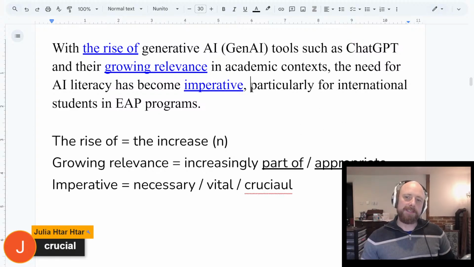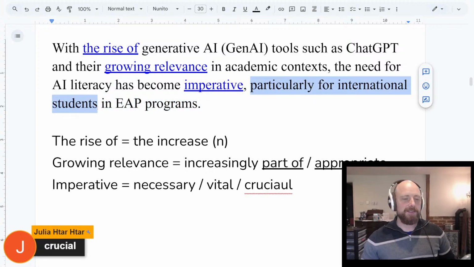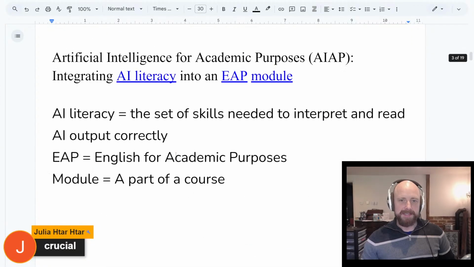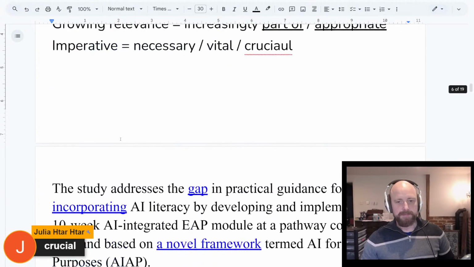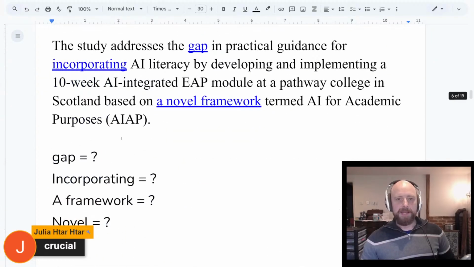And there's a comment here saying, particularly for international students. Isn't that interesting? In this paper, they're highlighting how international students in particular need to have AI literacy, which before we defined as the skills needed to interpret and read AI output. Great. Okay, let's move on.